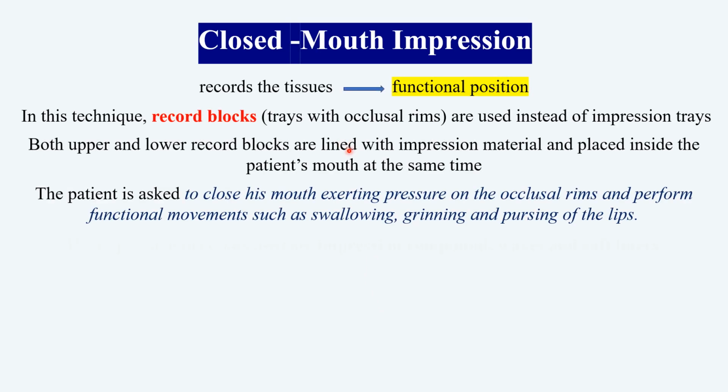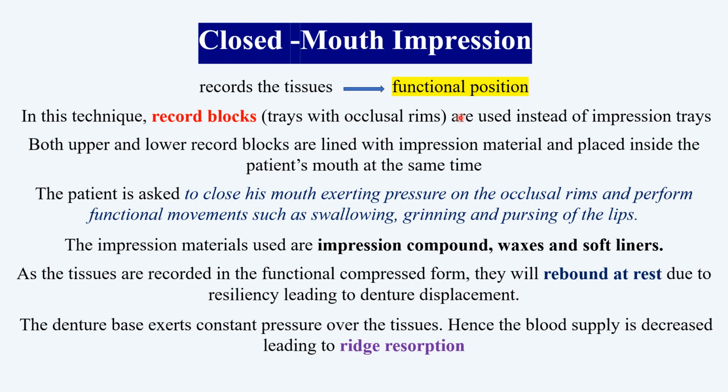Now while in closed mouth impression, it will record the tissues in a functional position. Here we use certain record blocks, which can be trays with occlusal rims. These are used instead of the impression trays. Both upper and lower record blocks will be lined with impression material and placed inside the patient's mouth at the same time.